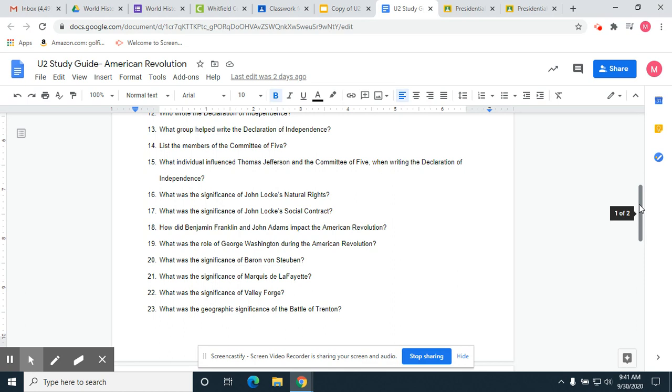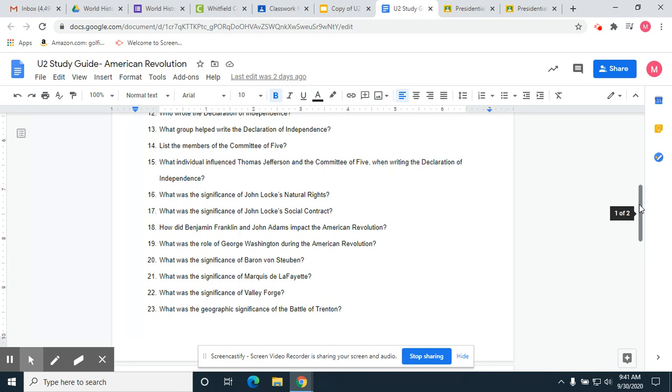What was the significance of Marquis de Lafayette? Marquis de Lafayette is a French soldier who's going to lead many battles throughout the Revolutionary War, and he fights alongside General Washington.